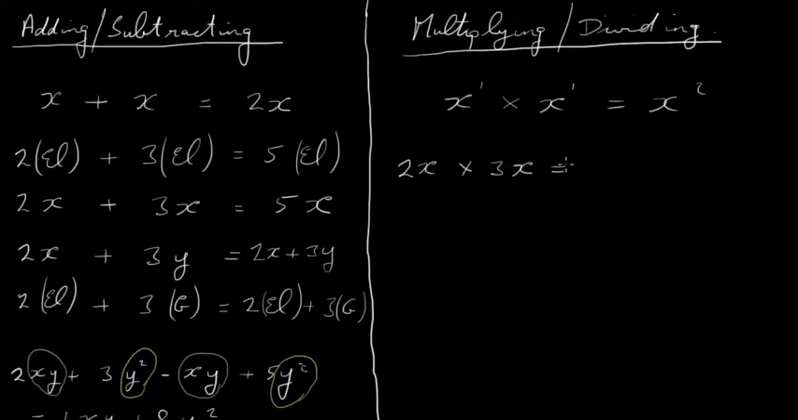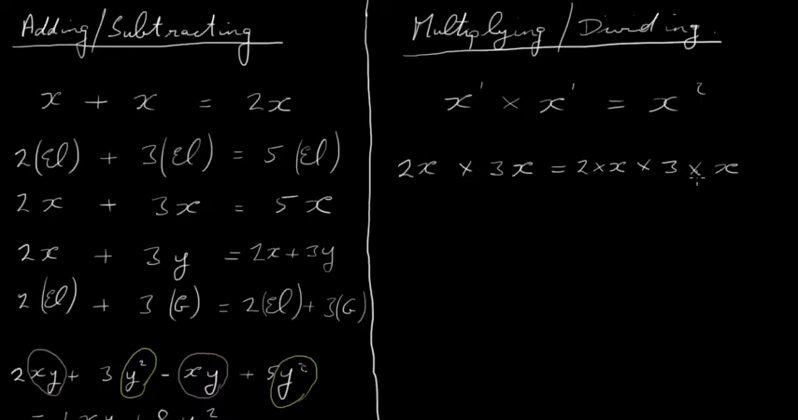Now, when you look at this, you can see there's no adding and subtracting here. So we're not doing this type of thing here. We're not looking for like terms to add or subtract. We're multiplying. So what does this actually mean? Well, 2x is actually 2 times x. So what we've got here is 2 times x, then we've got this times here as well, and then we've got a 3x. So that's 3 times x. So we've got 2 times x times 3 times x.